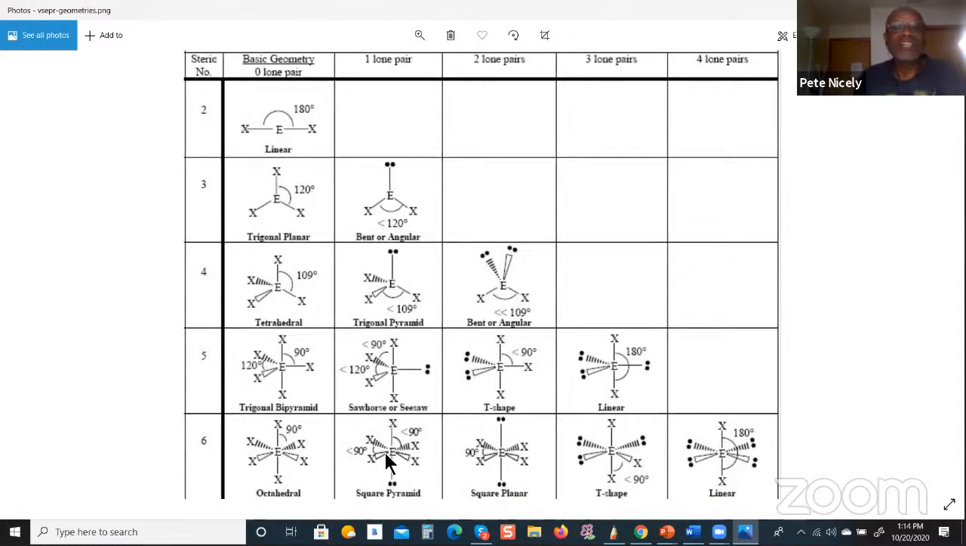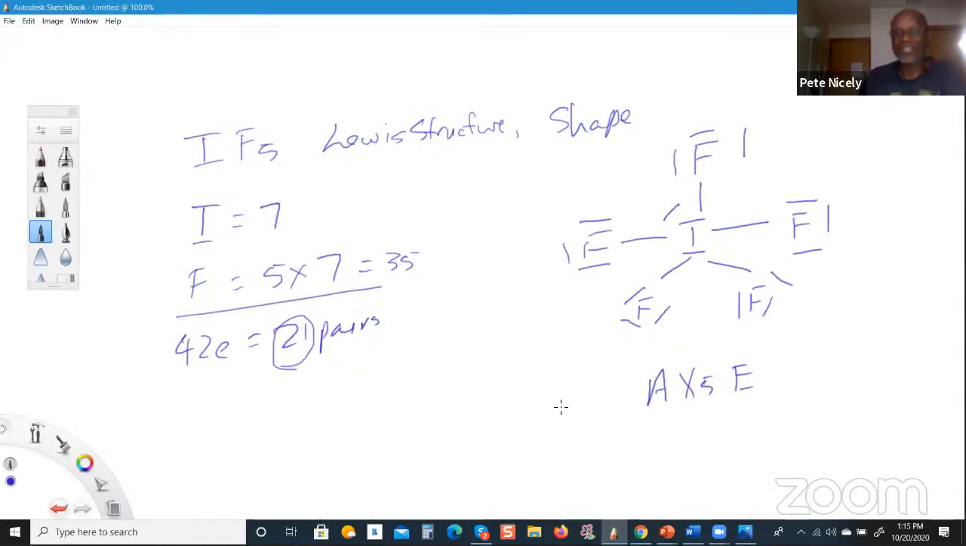The central atom bonded to 5 other atoms and a lone pair of electrons, right? And that shape would be the square pyramid shape. So basically, the answer to this would be square pyramid. And that's basically how you do that one. All right? Any questions about this one?